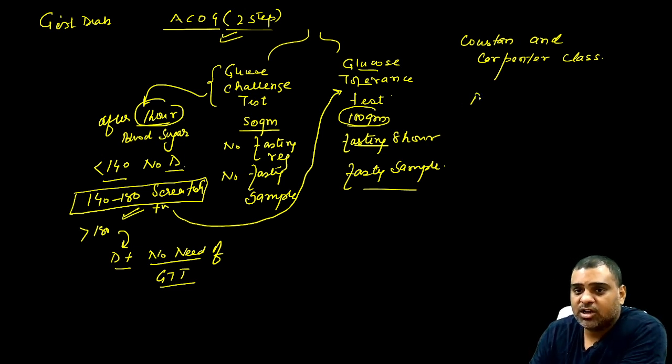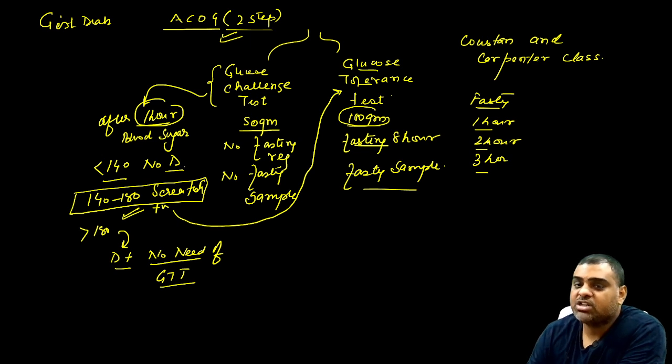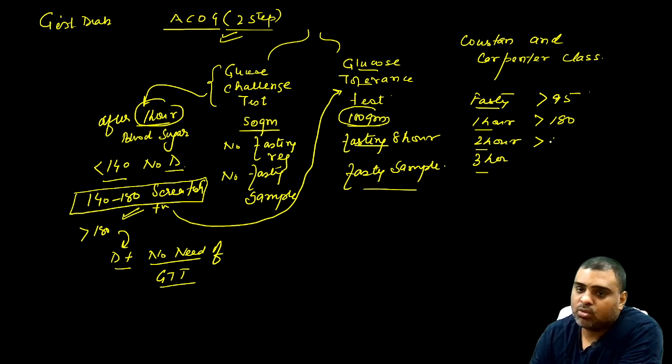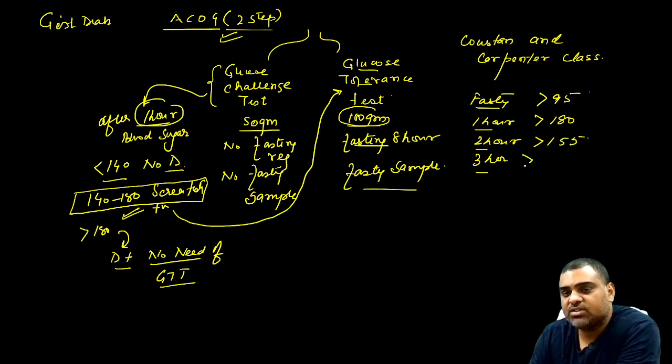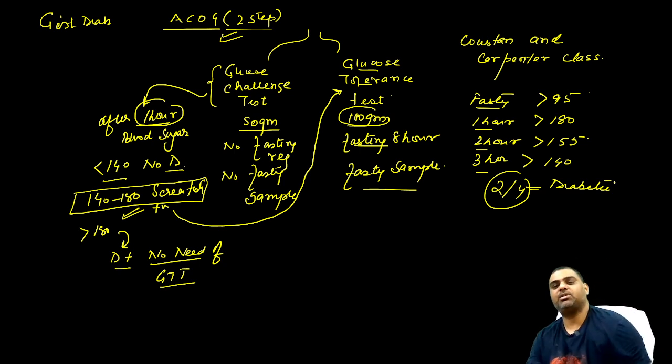It gives you 4 values: fasting, then 1 hour, 2 hour, and then 3 hour. Fasting means after 8 hours. This 1, 2, 3 hour is after the dextrose. So if the fasting is more than 95, that is abnormal. If the 1 hour sample is more than 180, 2 hours more than 155, and 3 hours more than 140, and any two values are abnormal, then you will label the patient as gestational diabetic. Please remember.